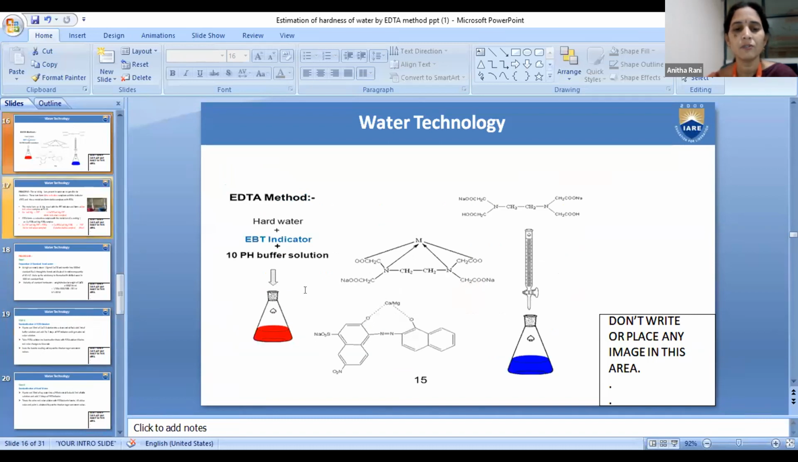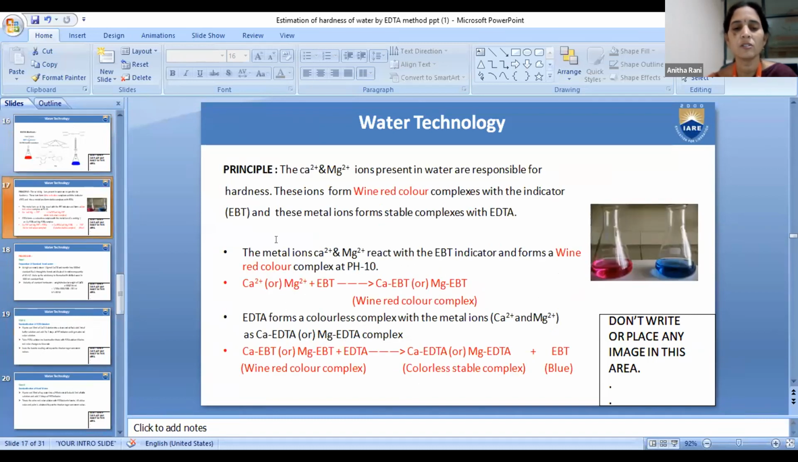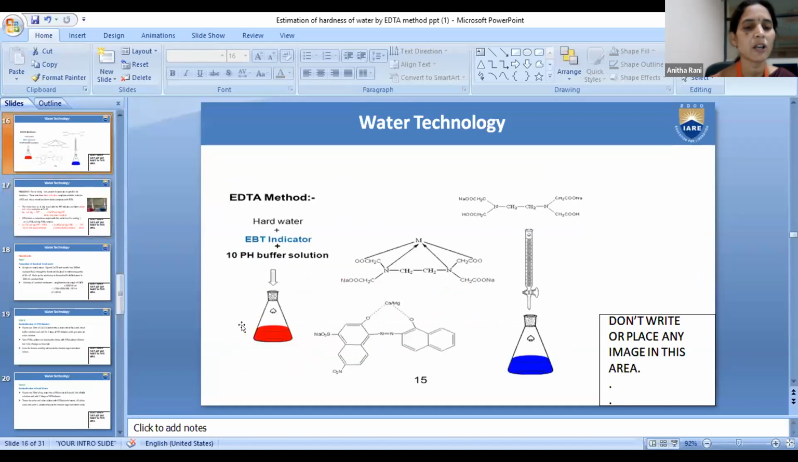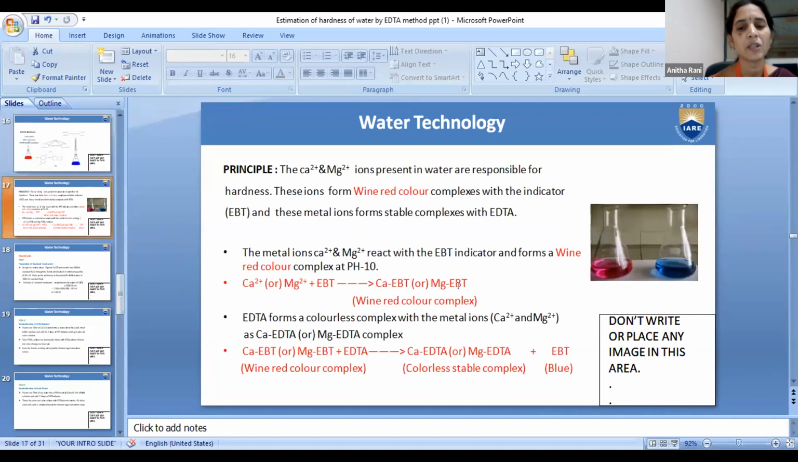Standard water means we are taking calcium carbonate solution, so forget about that one. We are taking tap water now. If the tap water contains calcium or magnesium, then the solution turns wine red. If the water does not contain any calcium and magnesium salts, you will get blue color, because the EBT indicator is a blue colored indicator. So here you can see we get a wine red colored solution, forming a calcium EBT or magnesium EBT wine red colored complex in the solution.